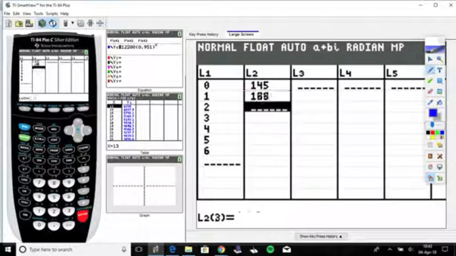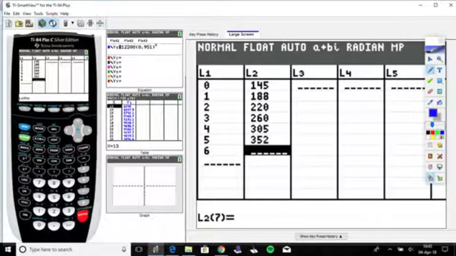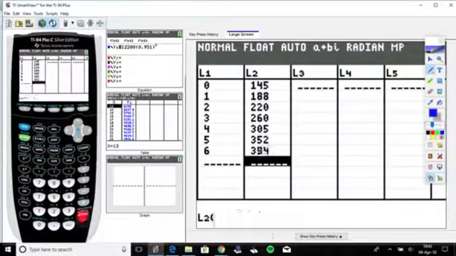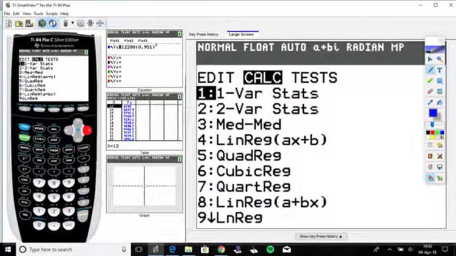188, 220, 260, 305, 352, and 384. All right, so now it says write a linear function. So what we're going to do, remember, go back to Stat, go over to Calculate, and now we're going to look for linear regression, right? Which looks like our fourth option here, linear regression.